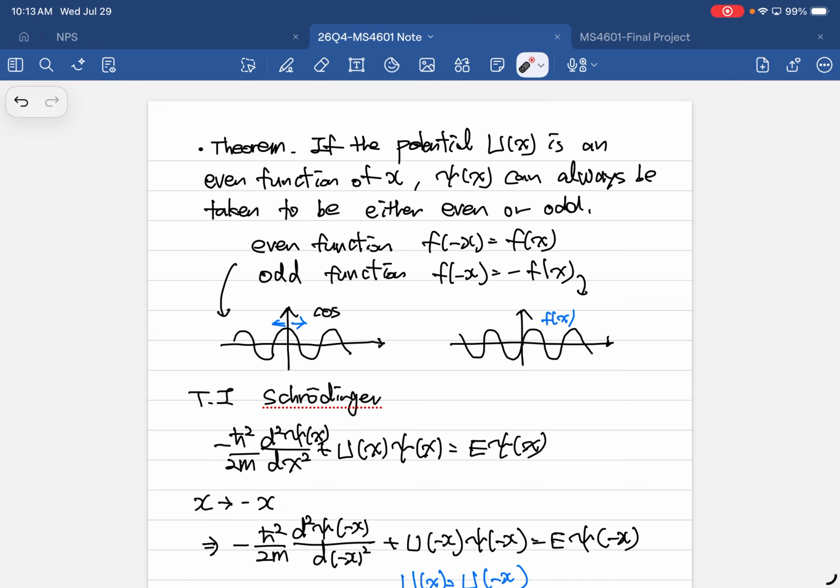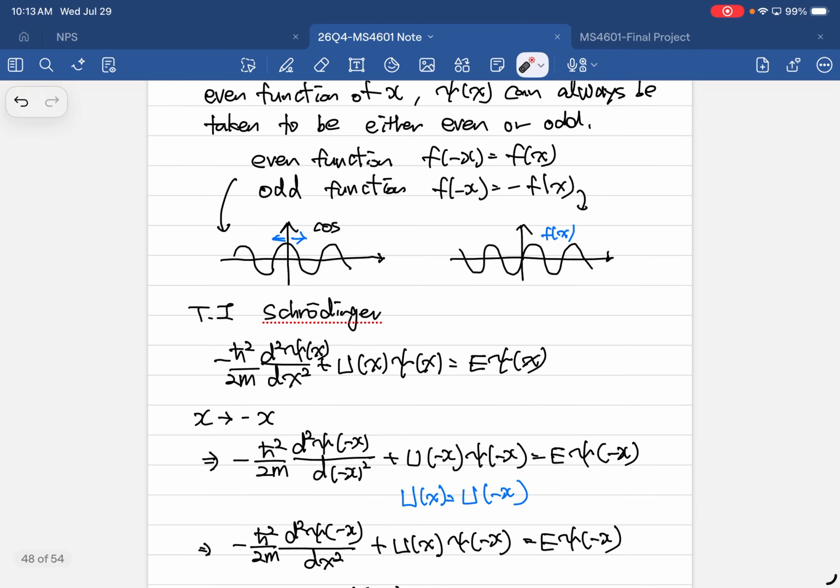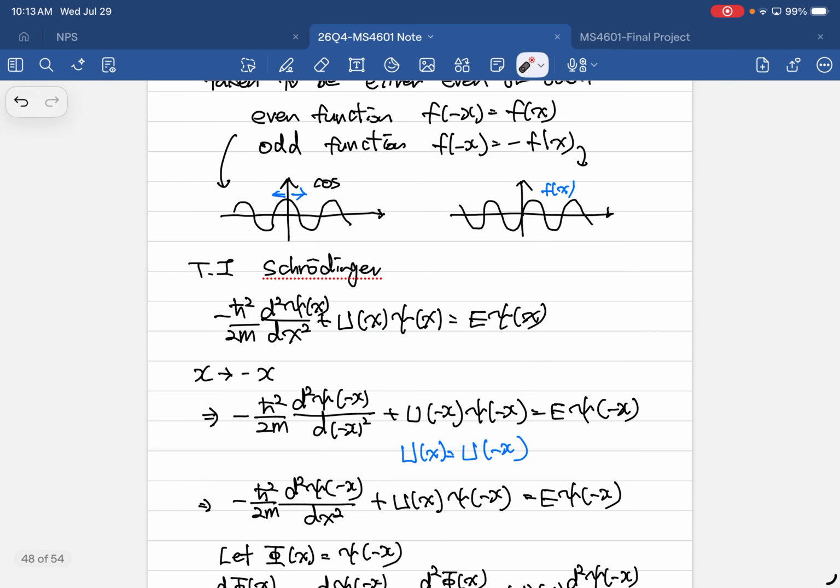Okay, so this theorem states that if the potential is an even function of x, just like a cosine function, then psi, this wave function, can always be taken to be either an even or odd function. Okay, so for this, let us look into the time-independent Schrödinger equation. That is minus h bar squared over 2m d squared psi over dx squared plus U of x psi of x equals E psi of x. Okay, we already know that, we've seen it many times.